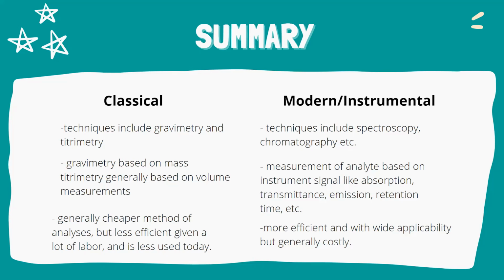In modern instrumental naman, measurement of analyte is based on instrument signal like absorption, transmittance, emission, retention time. In classical, it's generally cheaper method of analysis but less efficient given a lot of labor and is less used today. The modern instrumental naman is more efficient and is of wide applicability but generally costly.